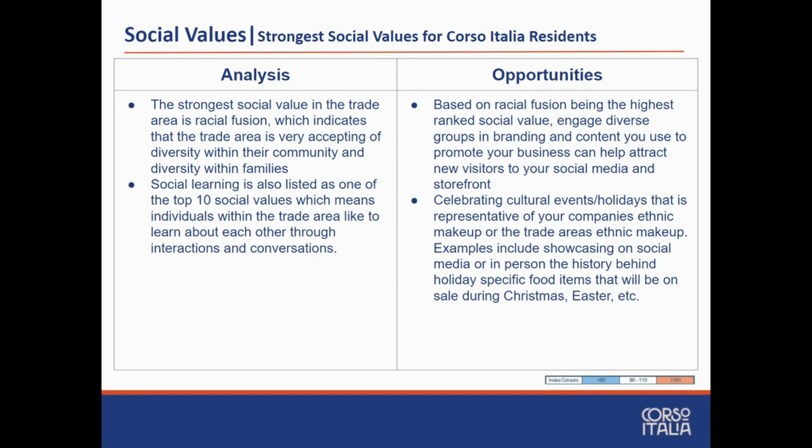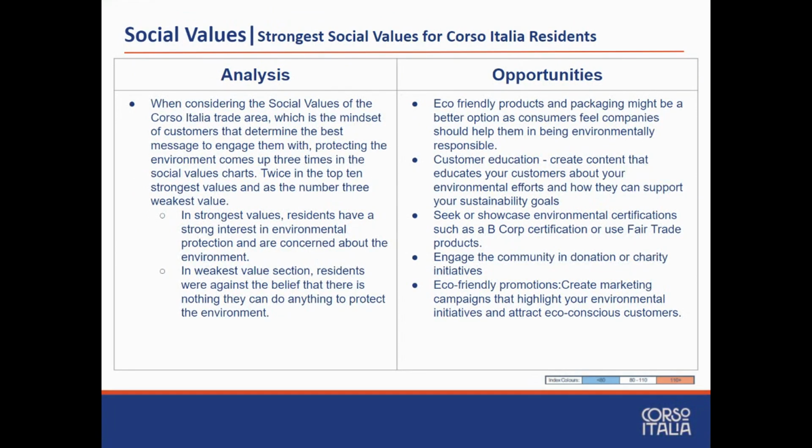Cultural diversity and social learning aren't the only strengths that people care about in the Corso Italia trade area. Another thing that comes up consistently is this connection to the environment. One of the strongest values residents have is a strong interest in environmental protection, and they are concerned about the environment in general. Meanwhile, one of the weakest values that they have is the idea that residents were against the belief that there's nothing that they can do for the environment. So on one end, one of their two strongest values is a care for the environment and an interest in protecting it. And one of their weakest values is this understanding that they don't.